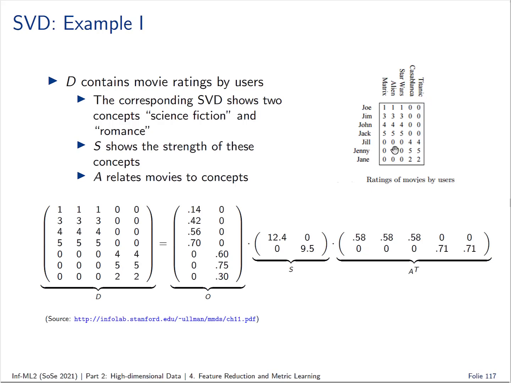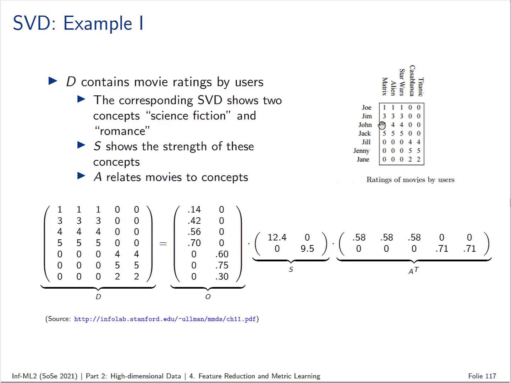They didn't care too much about the science fiction movies, but they watched and probably also liked those 2 here, which are more on the romantic side. So maybe there is a second concept, which is romance, displayed by these 2 movies here. And these 2 concepts are actually displayed in the data matrix quite homogeneously.